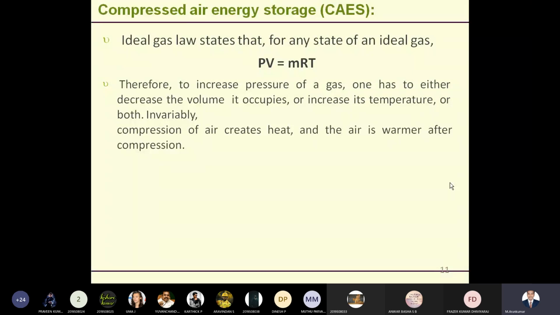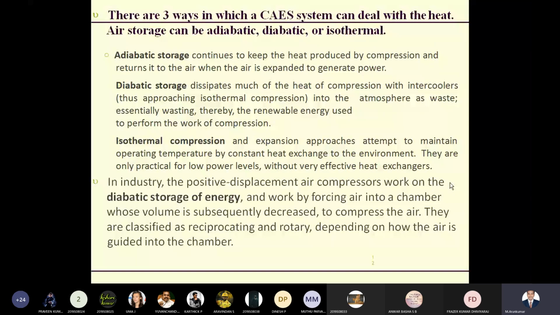Then compression of air creates heat. You know very well, if you compress, the volume gets reduced. It is exothermic, that is, heat is generated, and the air is warmer after compression. So if you compress the air, the temperature will definitely increase. So this CAE tells that principle, PV = mRT.